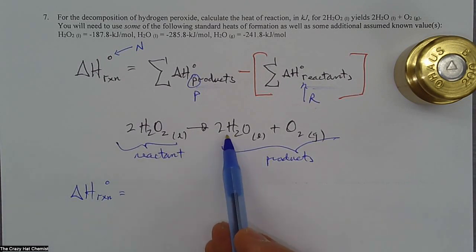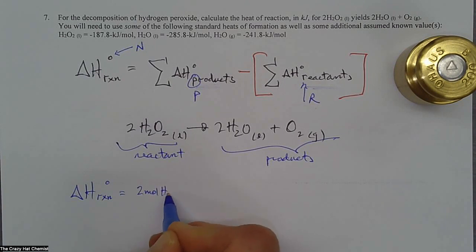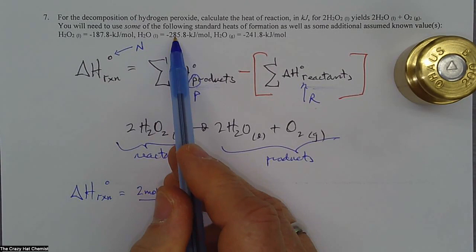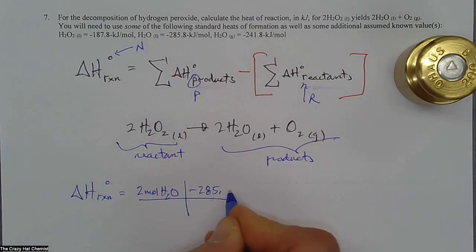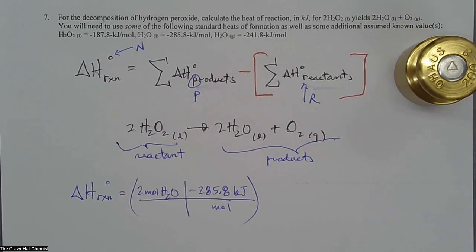So the products are 2 water. So I'm going to have 2 moles of H2O. And then the value for H2O is negative 285.8 kilojoules per mole. Cool. Awesome. And it's the sum of the products. So sum of is plus sign.